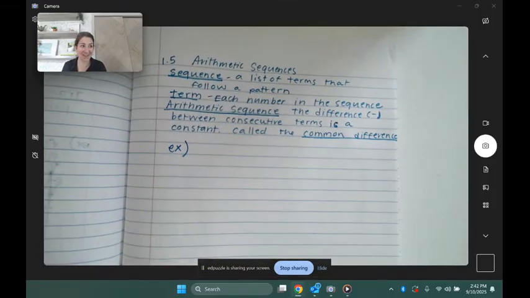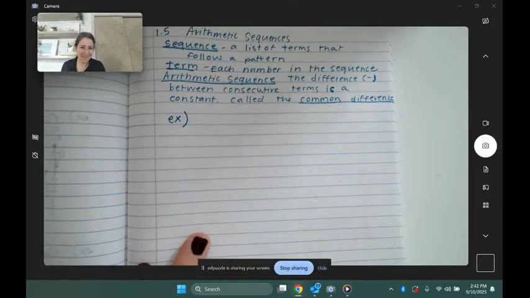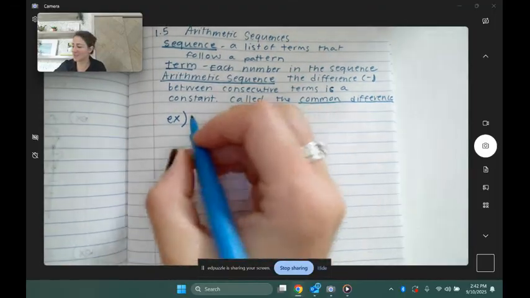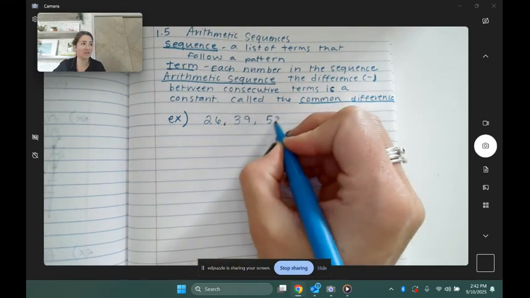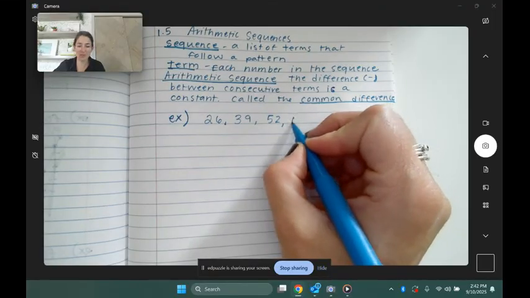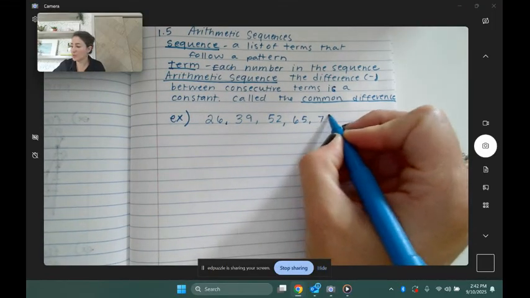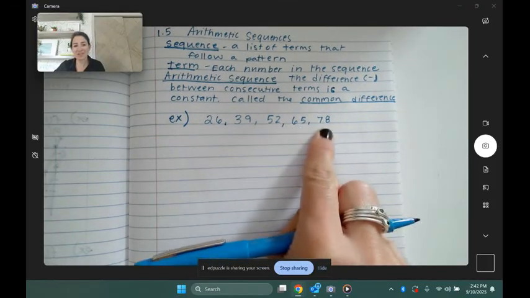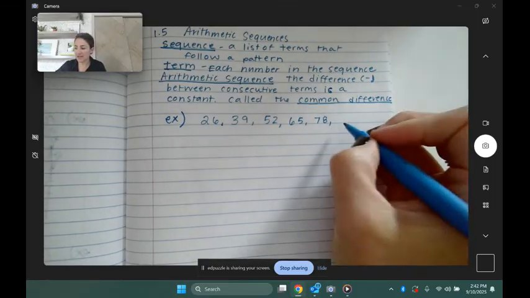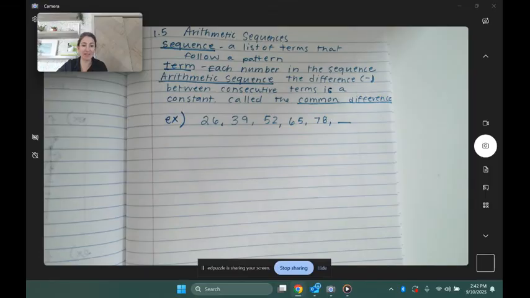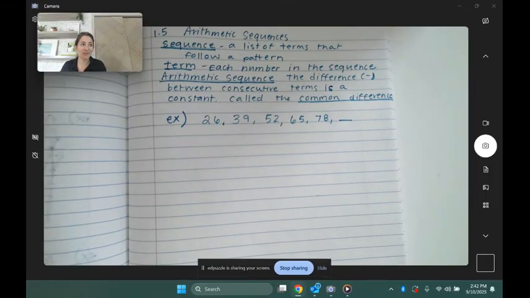All of those words to say, the arithmetic sequence, it's not too jazzy. An example could be like this: 26, 39, 52. Notice there's commas between each of these numbers, and each of these numbers is a term. It could continue, and you can figure out what comes next. What you want to notice is, if it is an arithmetic sequence, then the difference between each term here should be the same.